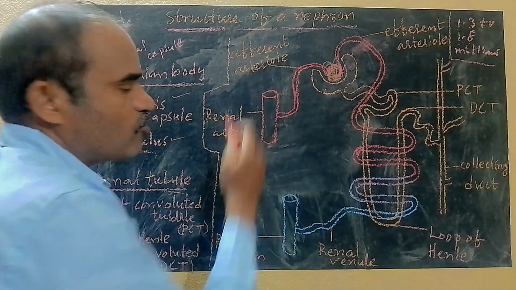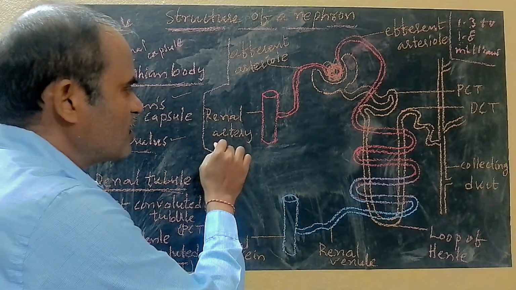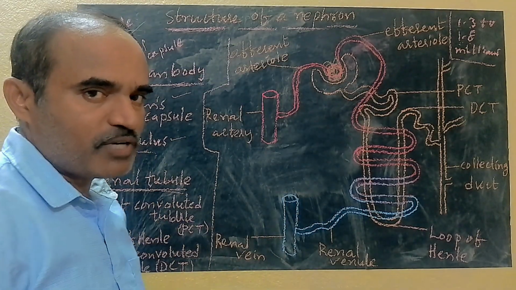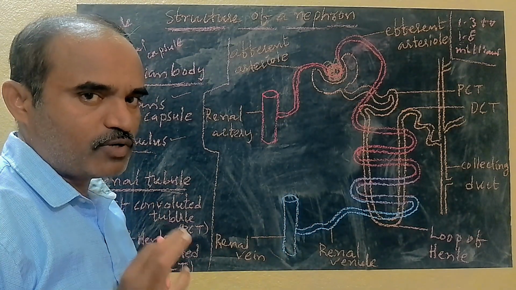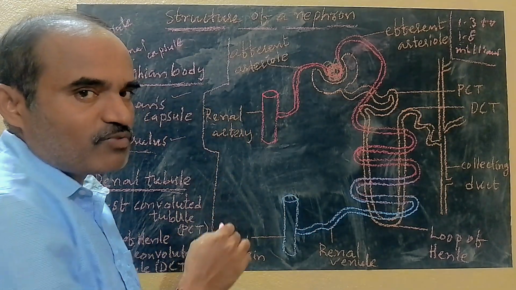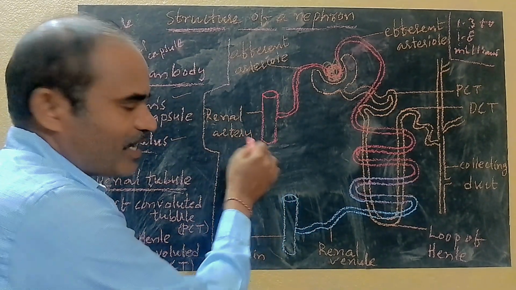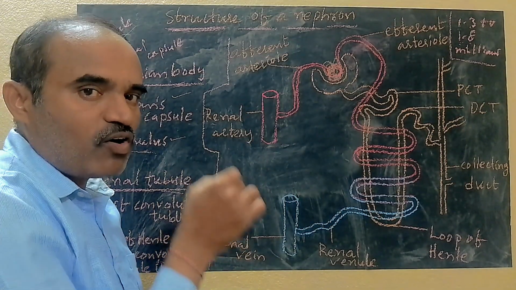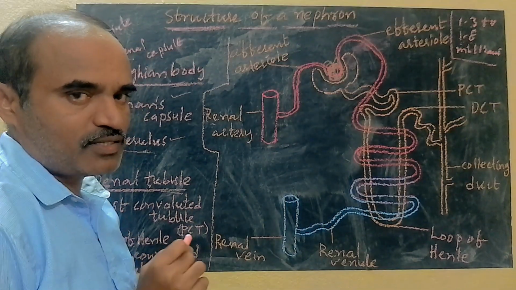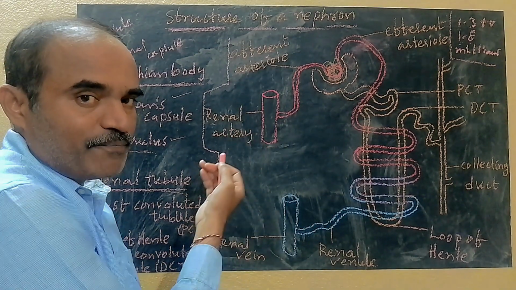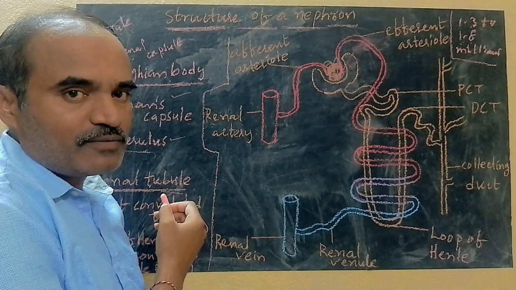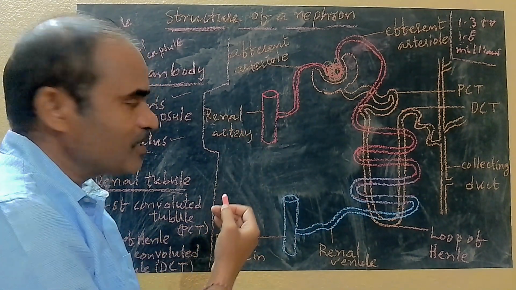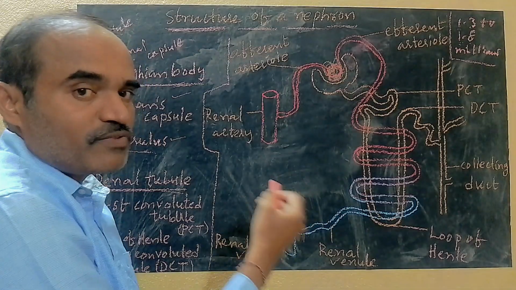So how is the glomerulus formed? You know that renal arteries carry oxygenated blood to all parts of the body. Renal means kidney. The renal artery is the blood vessel which carries blood from the aorta to the kidneys, rich in oxygen and also waste materials.